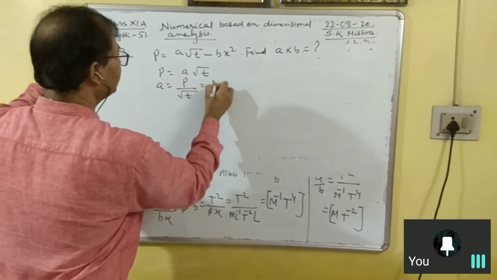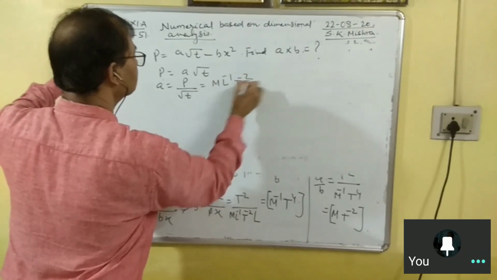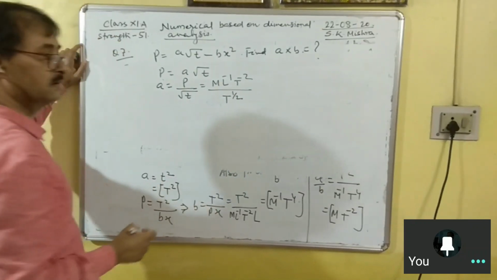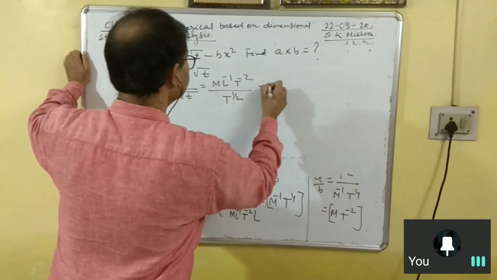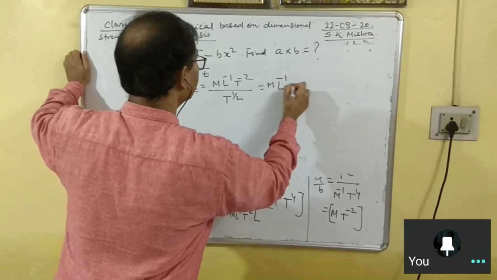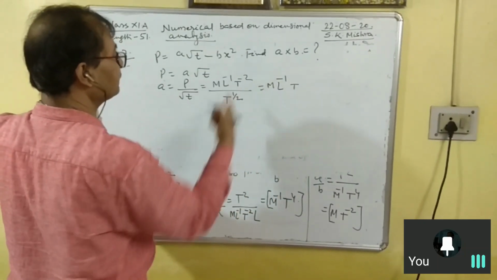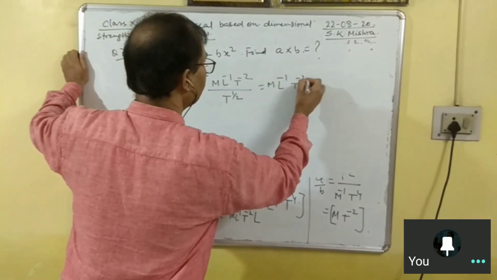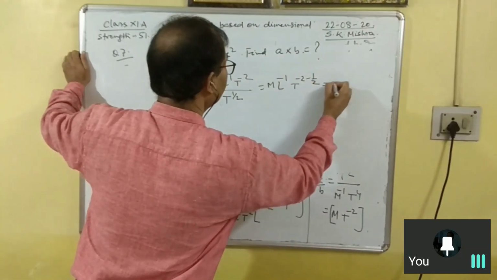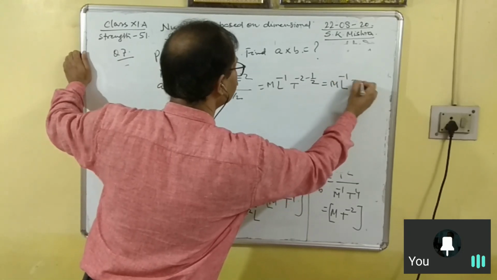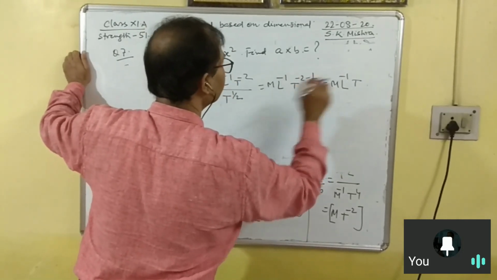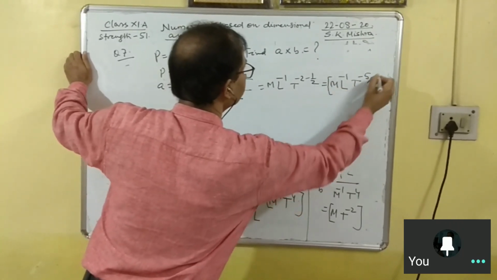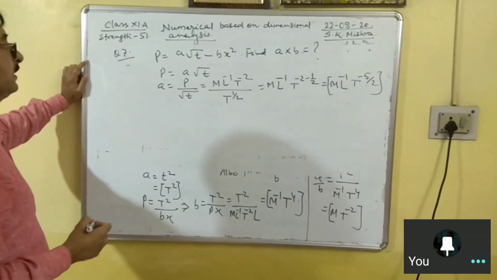So pressure is ML^-1 T^-2 divided by under root T, meaning T raised to half. You just adjust them. That is M L raised to minus 1 T raised to minus 2 minus half. So tell me it is how much? Minus 2 minus half. So finally you are getting ML^-1 T raised to minus 4 minus 1, that is minus 5 by 2. This is for A.